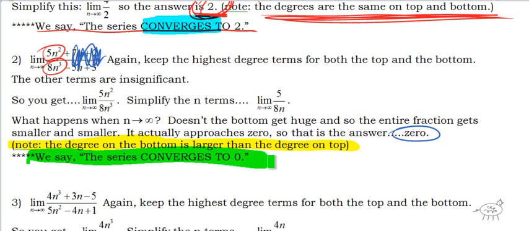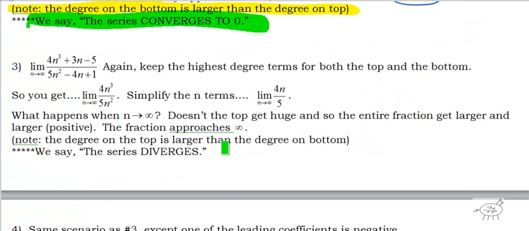Converge means you're going to a value. Okay, if you diverge, that means you're going to infinity, negative infinity, or back and forth, positive, negative, something like that. But converge means I'm actually going to a value. Okay, let's look at case number 3.